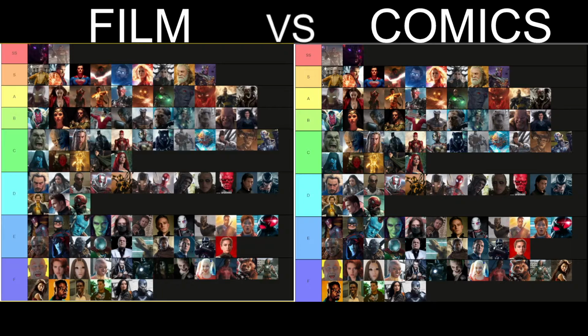All right, so let's just move on. So the left-hand side is going to be the films that we have seen, and the right-hand side is going to be comics. So I'm just going to go ahead and get about it. So first off, the Eternal Beings and Dormammu are always the SS tier kind of characters. I'm not really going to meddle with them.